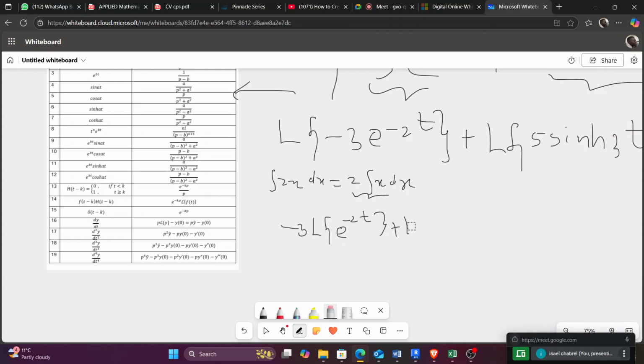Let's be on time. So what's happening here? I'll write 5 outside, so I have Laplace of sinh 3t. Yeah, this is very challenging like this. I need to get my tablet next week. Now, what's happening here now, guys?